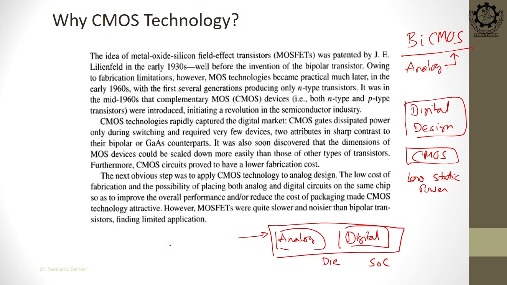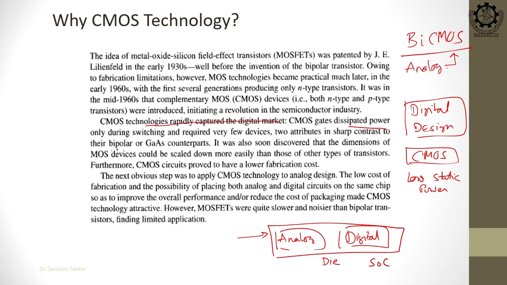So, modern lower technologies are more suitable for digital designs, but if you see 180 nanometer, 250, they are still quite good for analog design also. Okay. So, this CMOS technology rapidly captured the digital market and power dissipation is one reason.